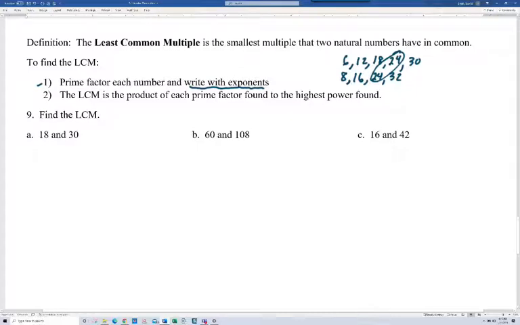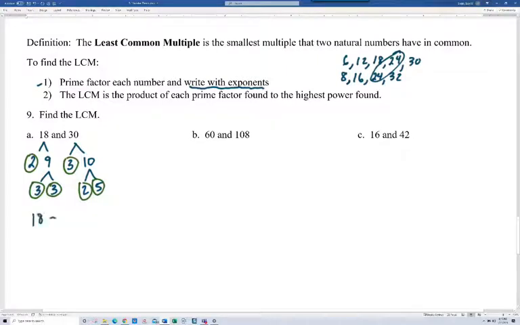Number 2 says the LCM is the product of each prime factor found to the highest power found. So let me show you what I mean by that. We're going to start out the same way that we did previously when we were finding GCFs. For 18, we can write 18 as 2 times 9, and 2 is prime. 9 is 3 times 3, which are both prime. With 30, I'm going to go with 3 and 10, and 3 is prime. And 10 is 2 times 5, and those are both prime.